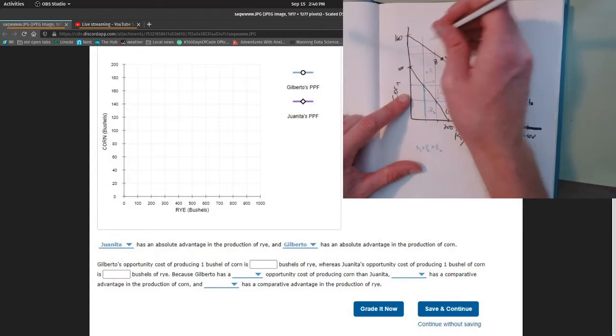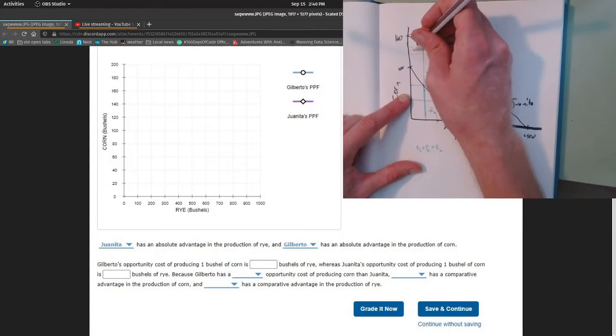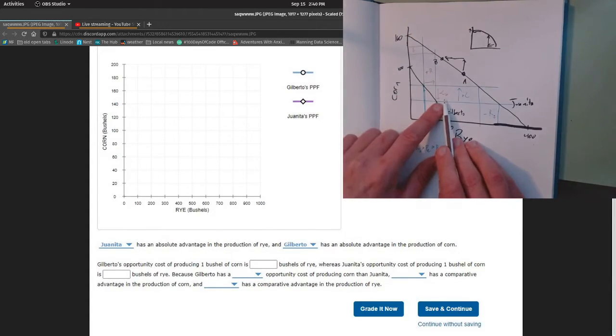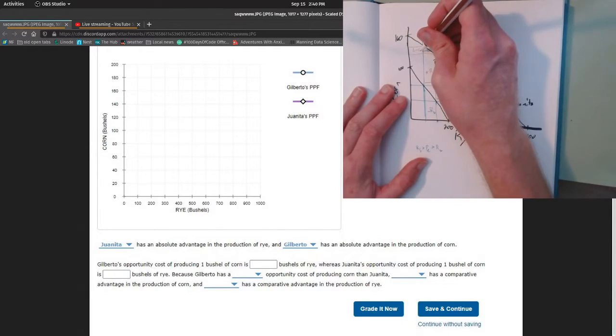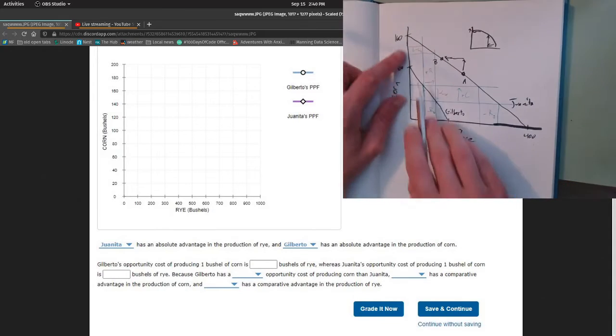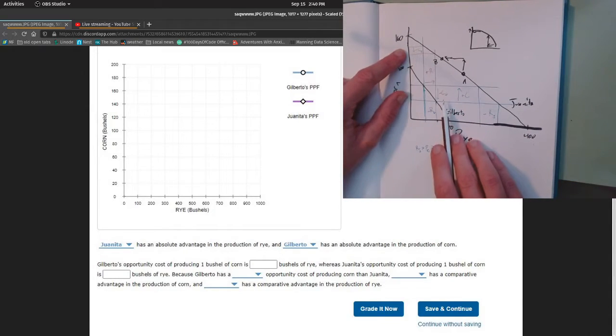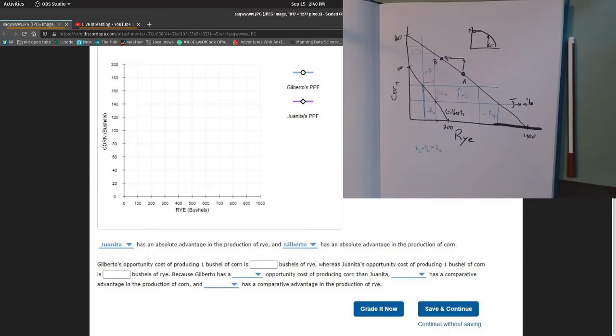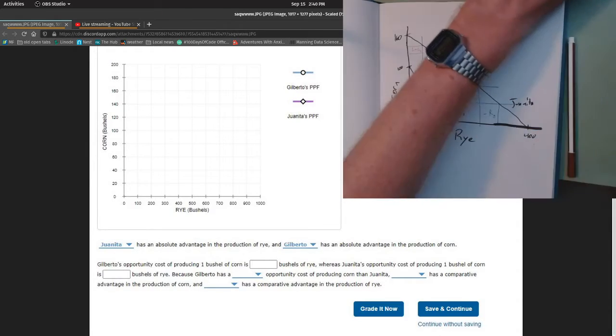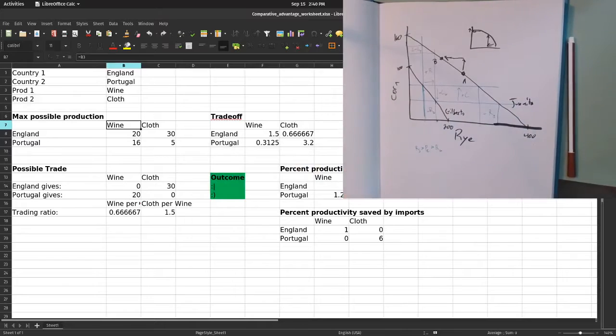And for Juanita, she would also be giving up some amount of corn for that same amount of rye. So her cost would be minus CJ. And we can see that CJ is lower than CG. Like I said, this might be out of scale, so let's not trust my messy paper. Let's go ahead and flip over to here, and let's try and plug in our numbers.